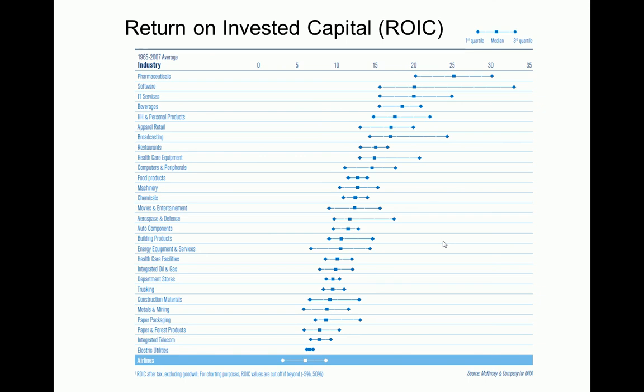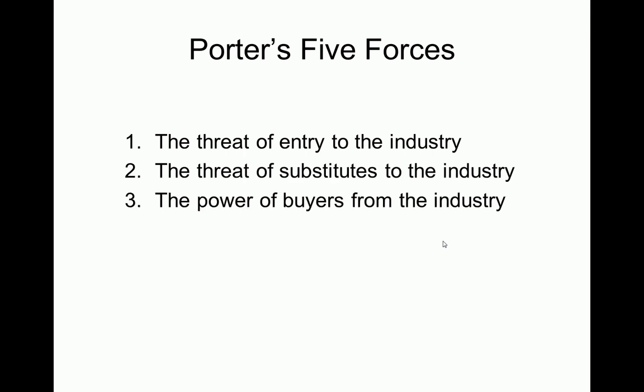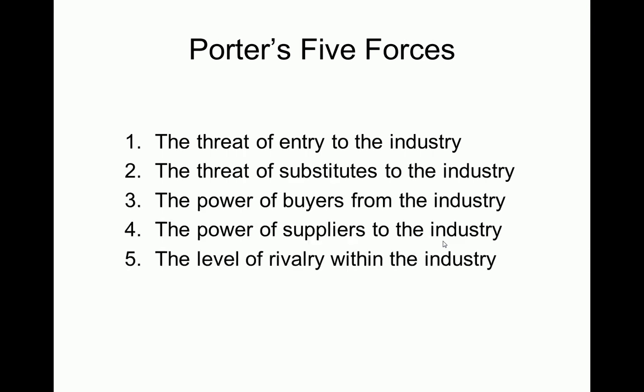So it became important for him to try and understand what it is that influences this level of profitability in different industries. Through his research, he identified 5 generic forces which are present to a greater or lesser degree in all industries. And it is these 5 forces which influence the differing level of profitability across different industries. The 5 forces are the threat of entry, the threat of substitutes, the power of buyers, the power of suppliers, and the level of rivalry within the industry.